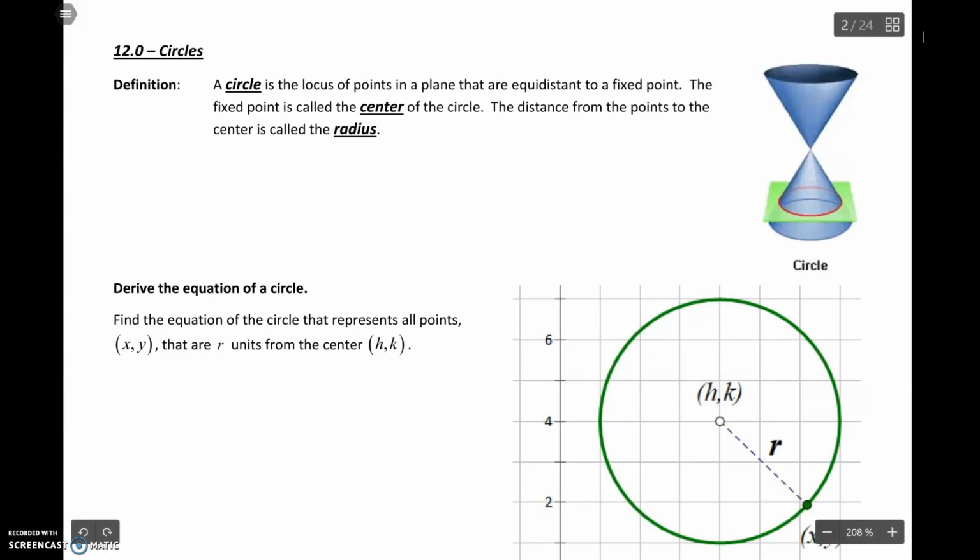All right, so I call this 12.0. It's not really a section in your book, but circles was actually covered in section 1.2, I think, of your book. So first of all, what's the geometric definition of a circle? You probably know this from geometry, or should.